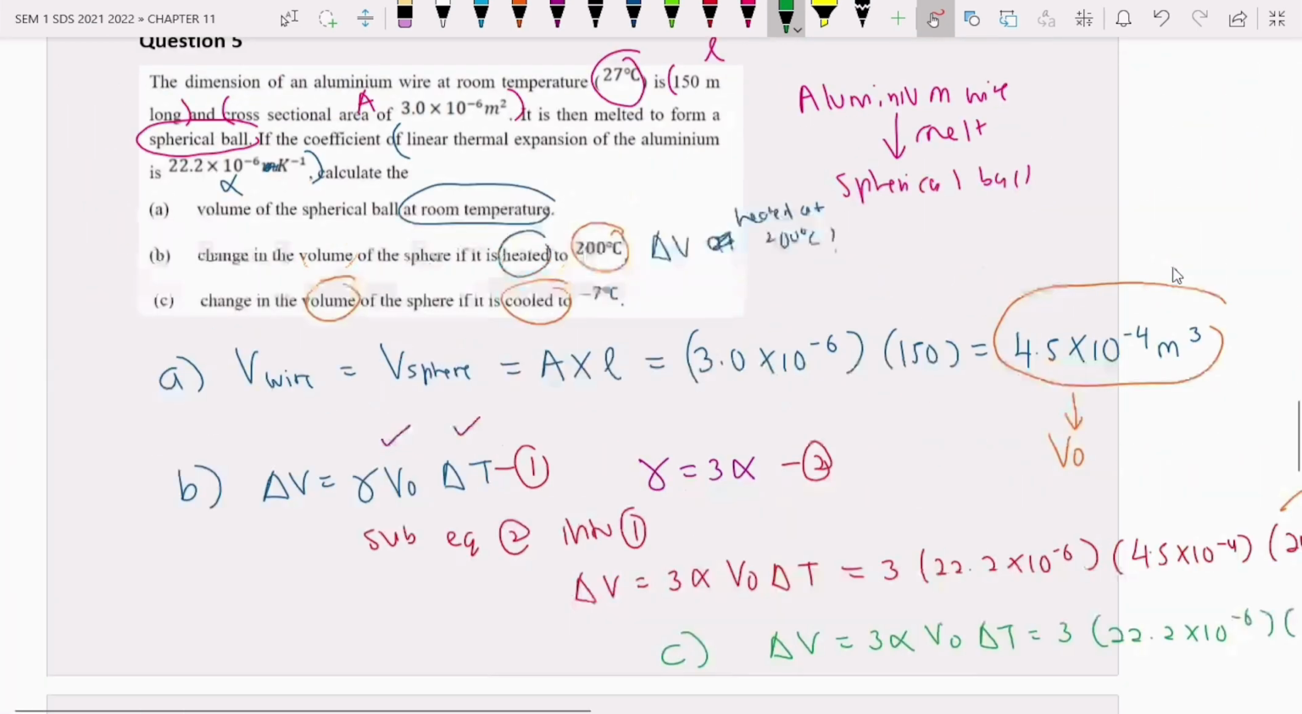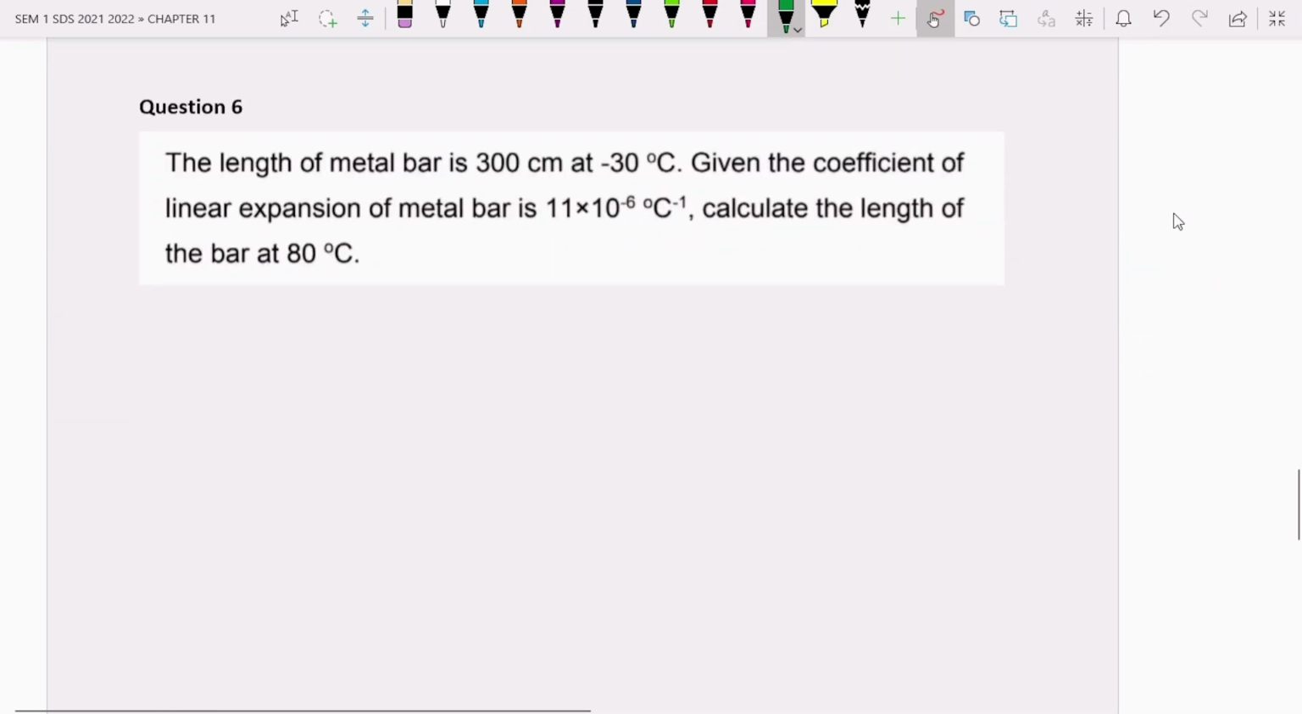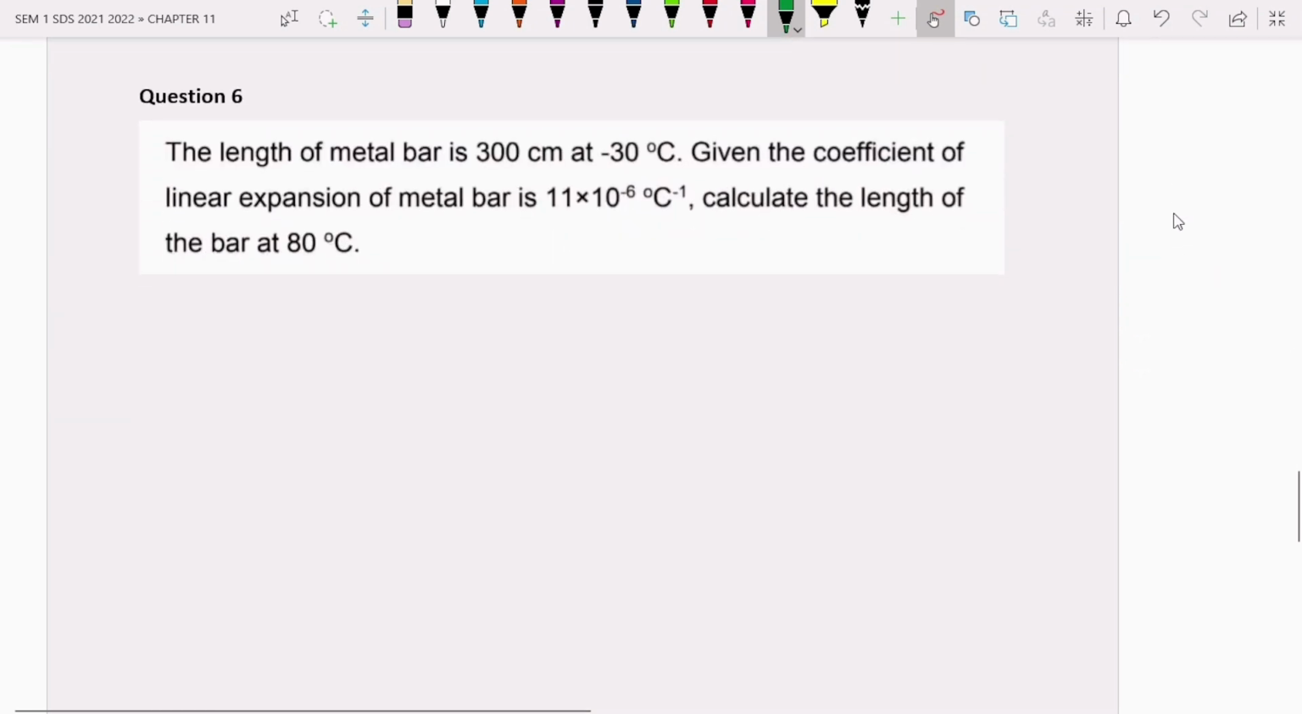Alright, so we are done with question 5. Okay, let's proceed to question 6. The length of a metal bar is 300 cm at negative 30 degrees Celsius. Given the coefficient of linear expansion of the metal bar is 11 times 10 to the power of negative 6 per degree Celsius, calculate the length of the bar at 80 degrees Celsius.